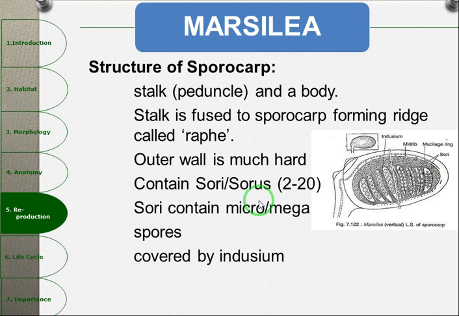It contains many spore-containing bodies, those are sori or sorus, and sori contain microspores and megaspores, and these sori are covered by the indusium. As you can see, these rows are sori containing megaspores or microspores, and these are covered by a layer, and this darker layer is called the indusium.